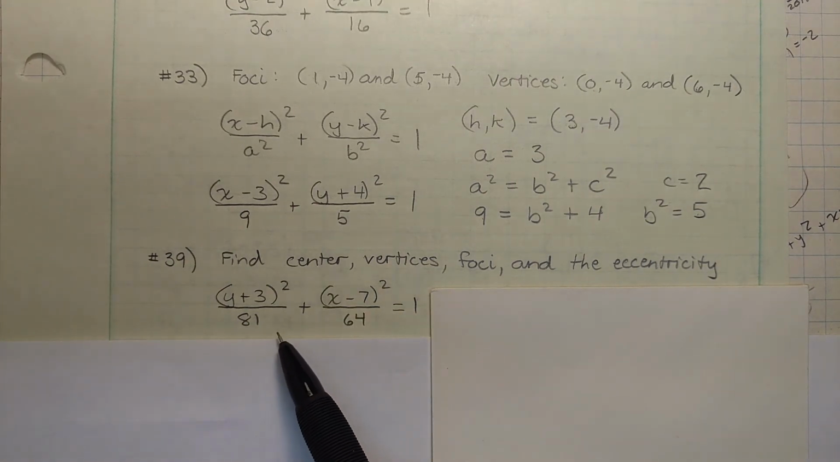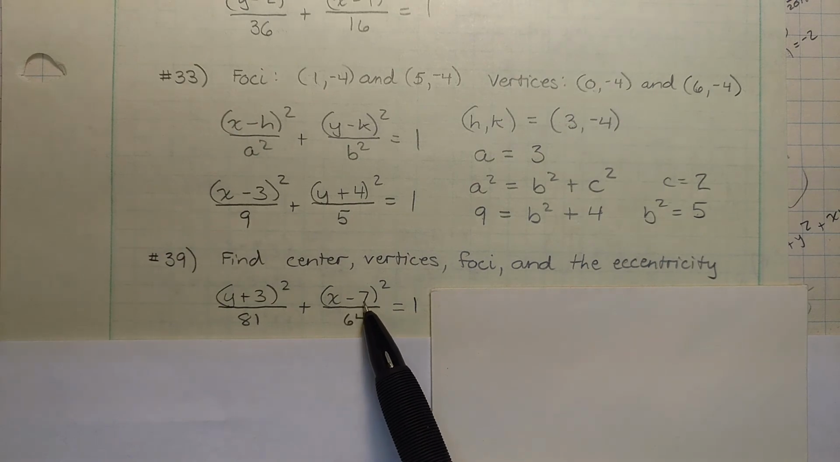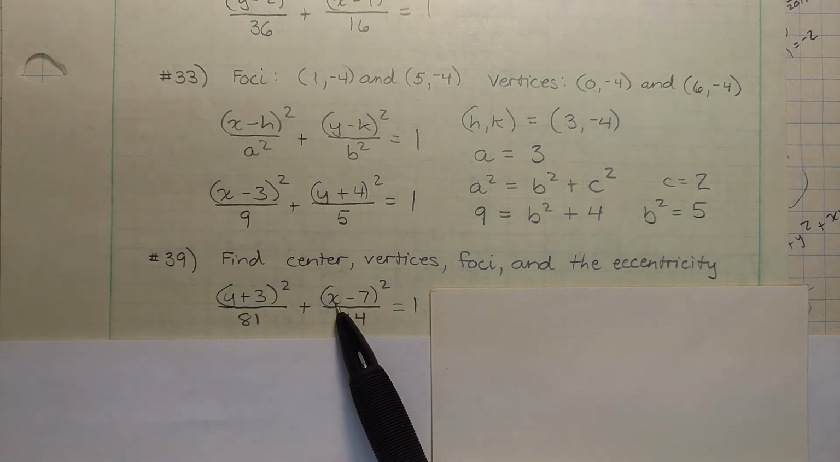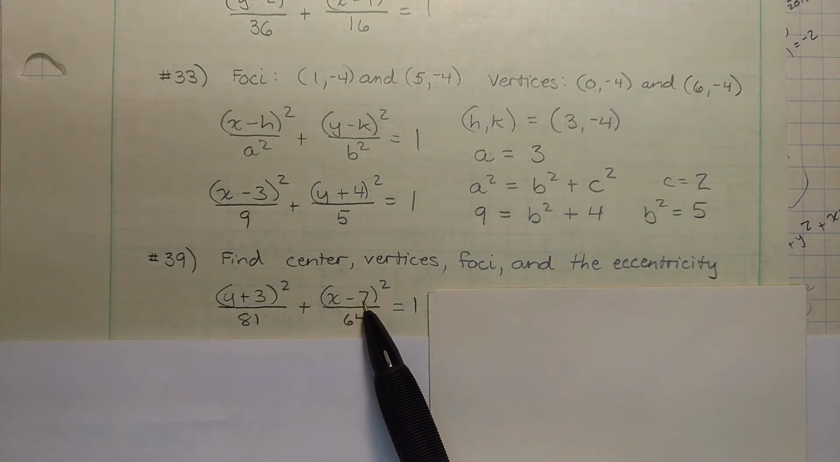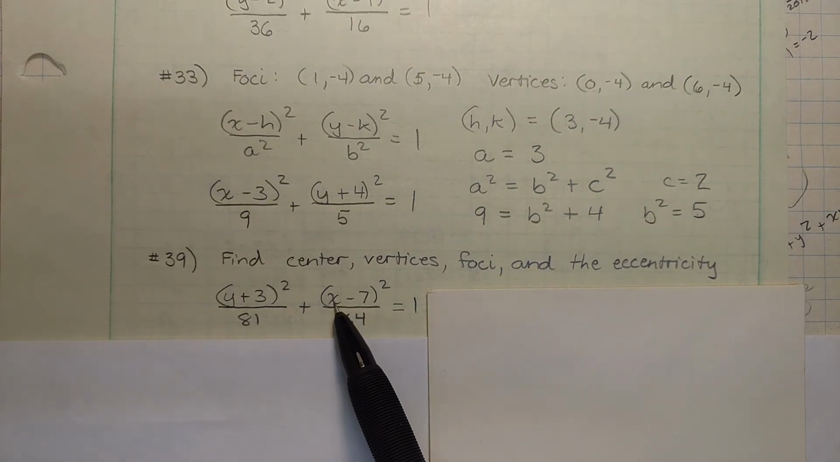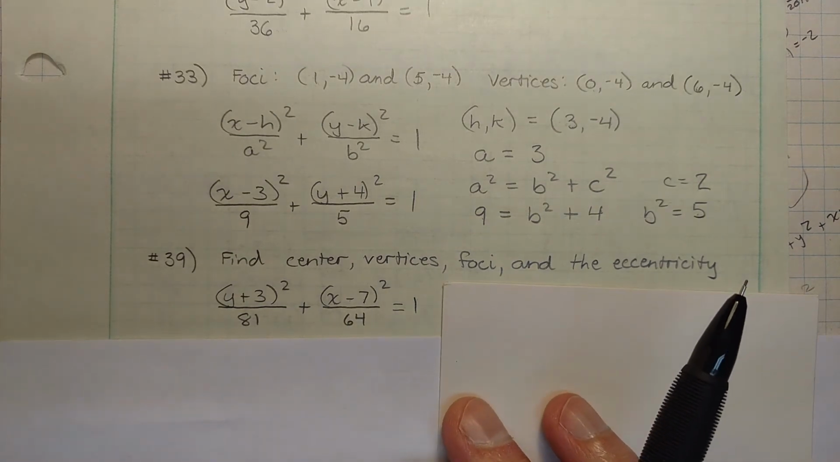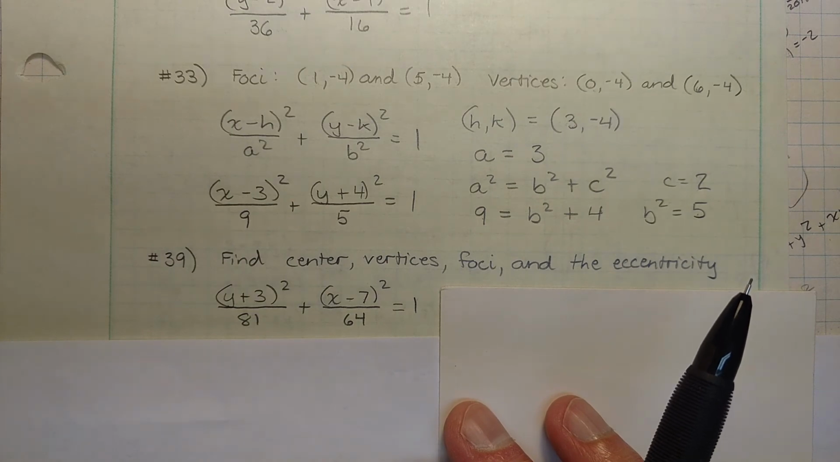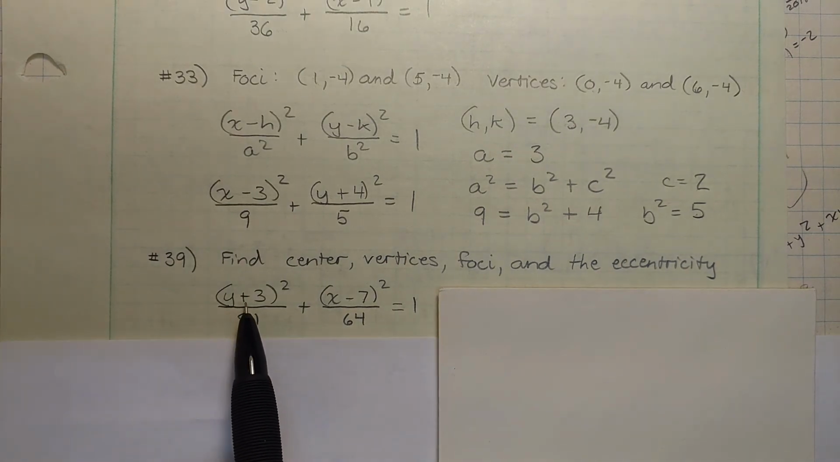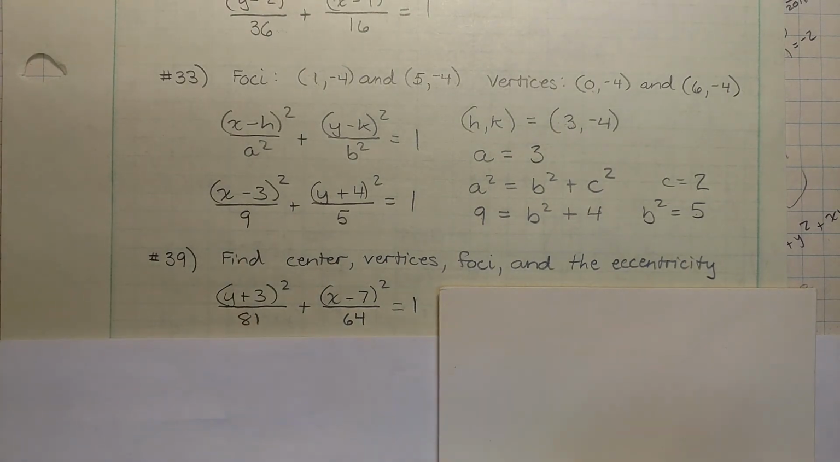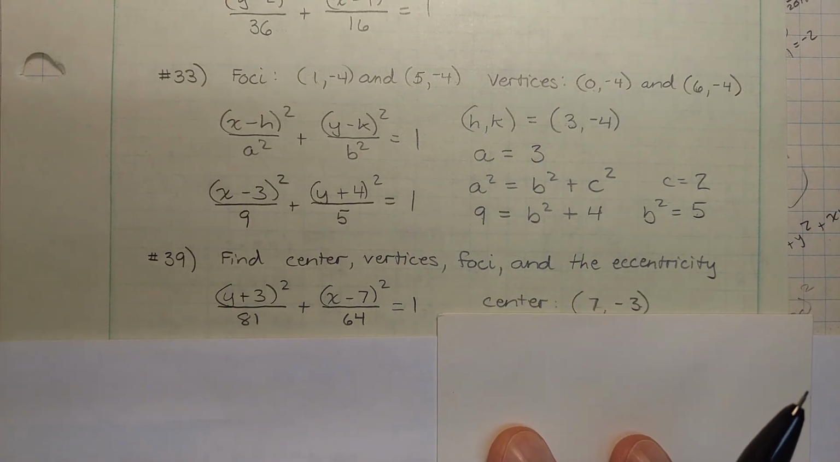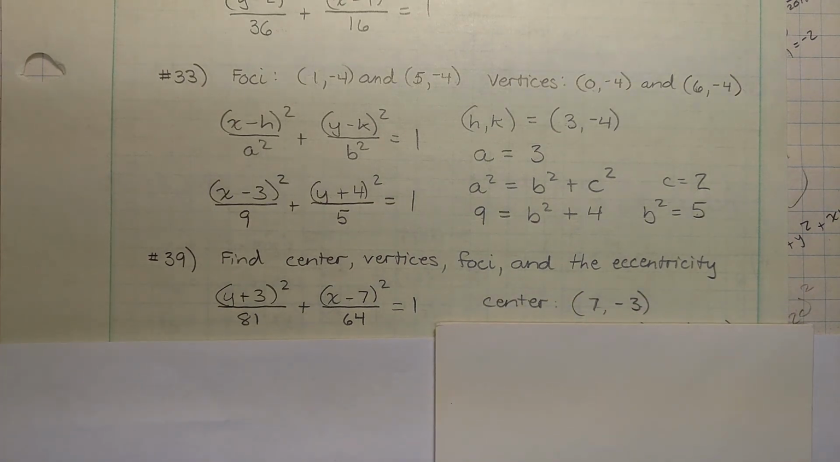First, the center is the easiest. Notice in this case, the x coordinate, the h, is going to be found with the x here. So I know that's going to be 7 because it's x minus h. So my h is going to be 7. And this is going to be y minus k, so this would be -3 for the k. So my center is 7, -3.